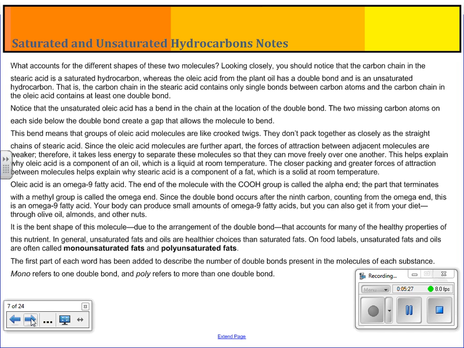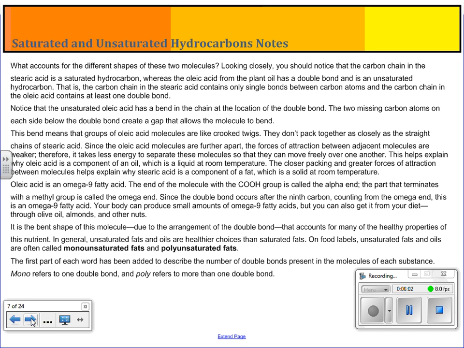Notice that the unsaturated oxalic acid has a bend in the chain at the location of the double bond. The two missing carbon atoms on each side below the double bond create a gap that allows the molecules to bend. This bend means that a group of oxalic acid molecules looks like crooked twigs. They do not pack together closely in nice straight chains like the stearic acid, and since the oxalic acid molecules are further apart, the attraction between adjacent molecules is weaker. Therefore, it takes less energy to separate these molecules so that they can move freely over one another. This helps explain why oxalic acid is a component of an oil, which is liquid at room temperature.